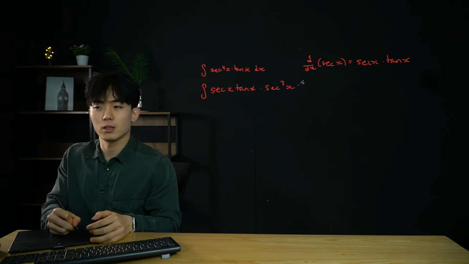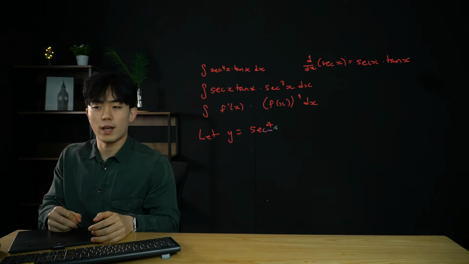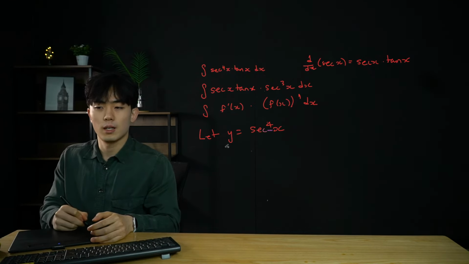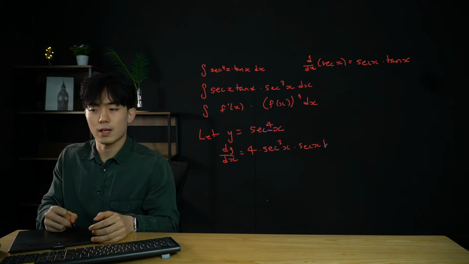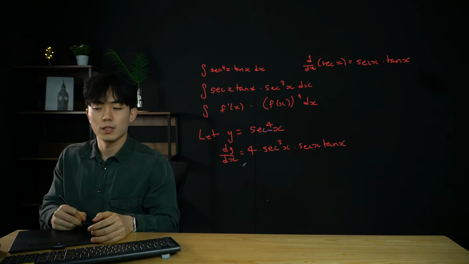Okay. If that's the case, then we know that we can let y equal to this function, in which case that'll be secant to the power 3, but we add 1 now, so secant to the power of 4x, like such. Okay, and if we were to differentiate this function, using the chain rule, the 4 will come to the front, so 4 times secant cubed x times secant x tan x. Simplifying this a bit, we get 4 secant to the power of 4x multiplied by tan x.